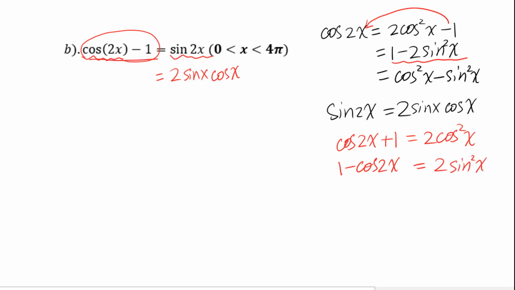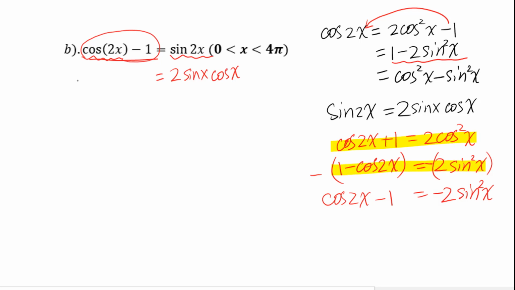Here, we have cosine 2x minus 1. We put the negative sign on both sides of this equation. You will get cosine 2x minus 1 equals negative 2 sine square x. So for the double angle formulas, you really need to remember this formula and this formula. So we can get negative 2 sine square x equals 2 sine x cosine x.